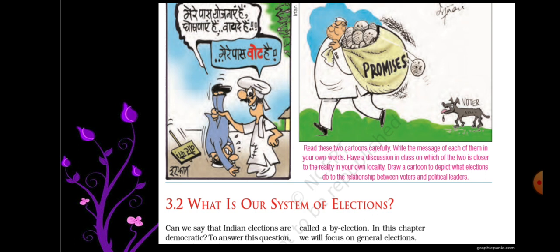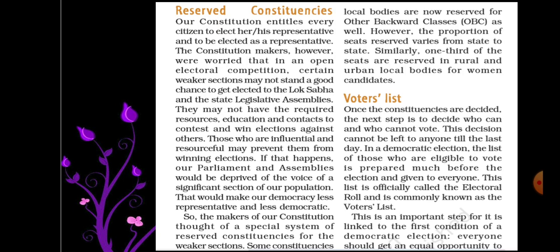Each state is divided into a specific number of assembly constituencies. In this case, the elected representative is called an MLA, that is, a member of legislative assembly. Okay, who is an MLA? The elected representative of an assembly constituency is called an MLA, or member of legislative assembly.